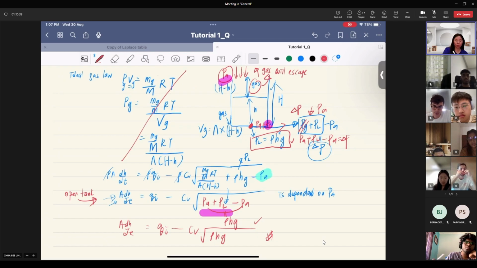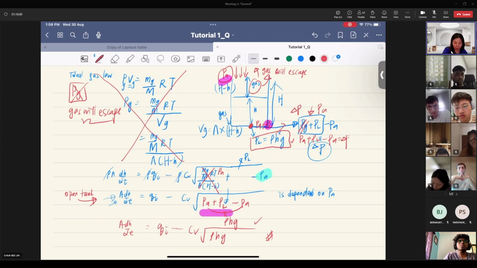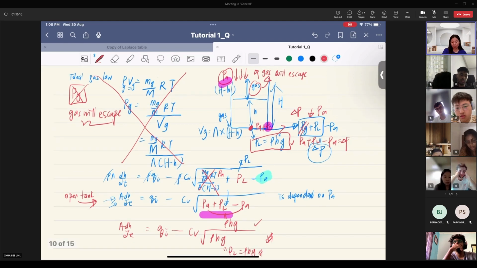For this, you do need to consider Pg: the gas will escape, and it will change to PA. So I will just make it easier. Once you have PL, you can cancel out already. The final answer is left with PL, which is rho Hg. You can sketch this and put some notes there: the gas will escape, but PA acts on the surface of the liquid.